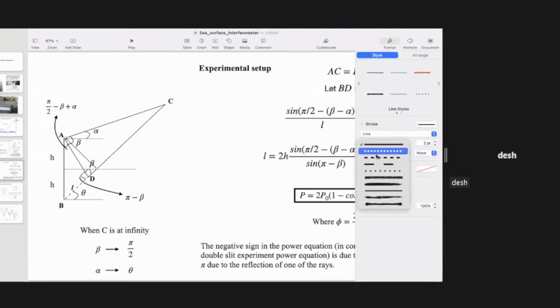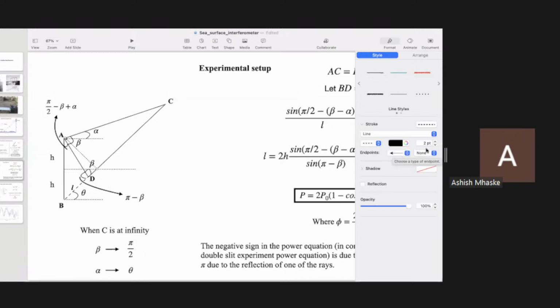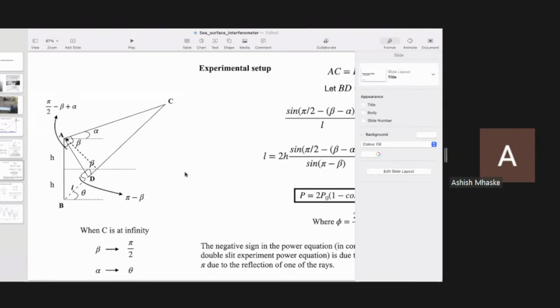And you can even add, so that stuff you have written, AC is equal to DC. Very good. Any other comments, questions?